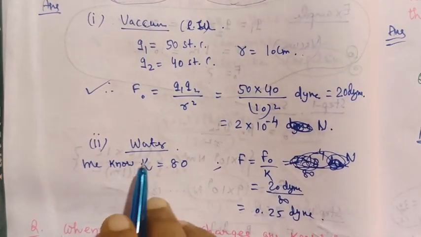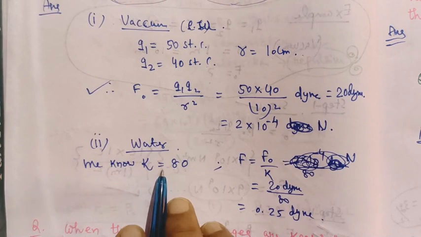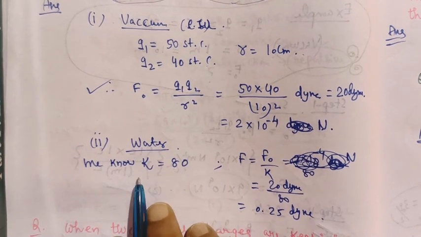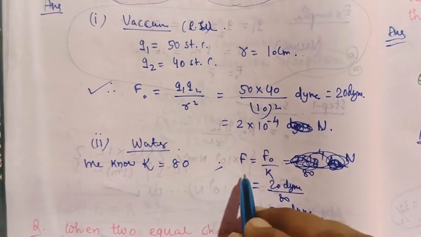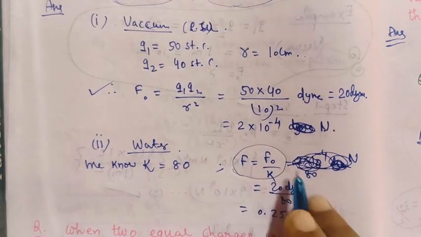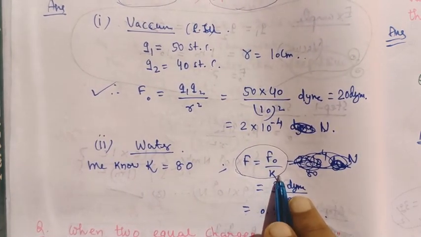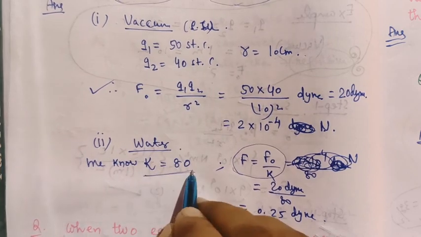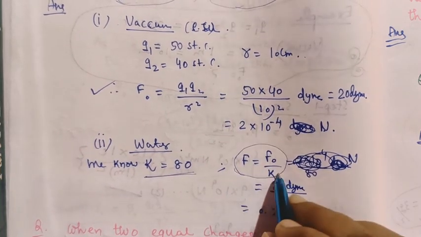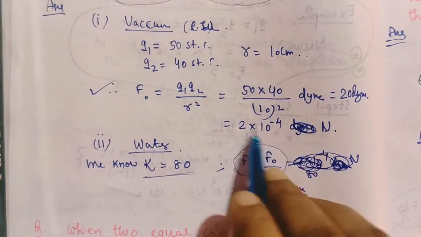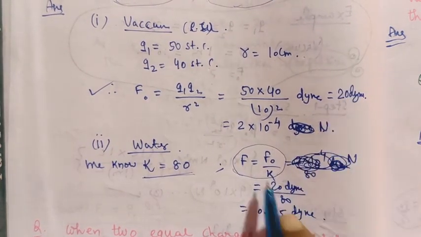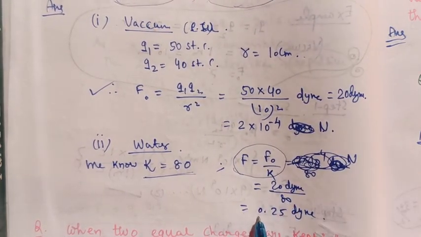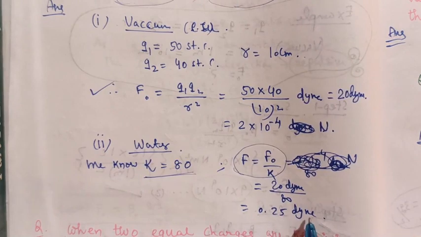Now the second part of this problem. Same problem, the question asks to calculate the force if the system is kept in a medium of water. Here we can use this easy formula: F is equal to F0 by K, where K is the relative permittivity. In a question the relative permittivity data will be given, but in this problem it is not given, as it was in memory. So I write here K is 80. So F is equal to F0 by K. In the first part you calculated F0, 20 dyne divided by 80. So the answer is 0.25 dyne.